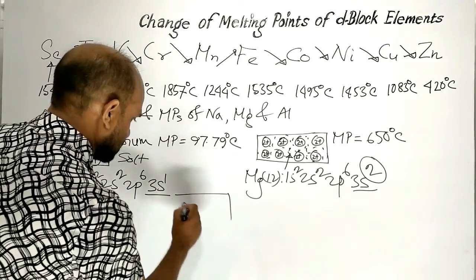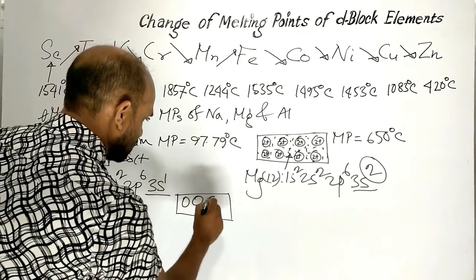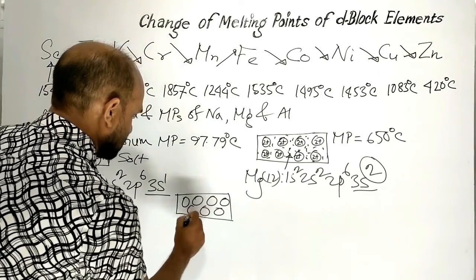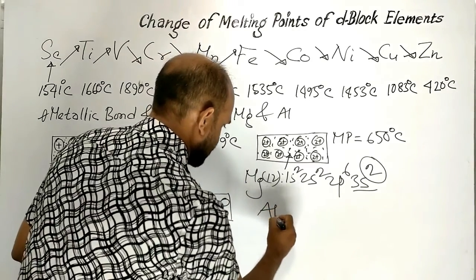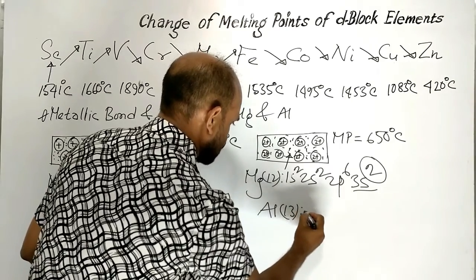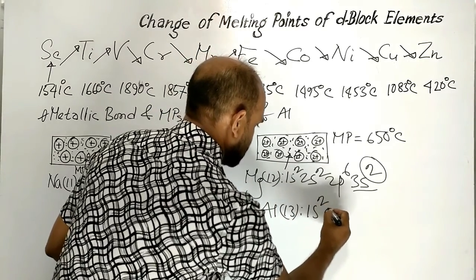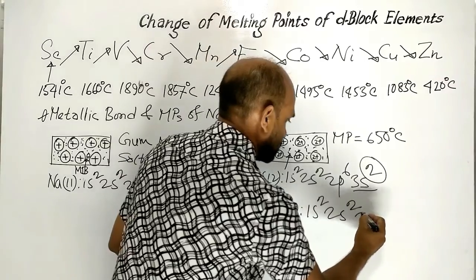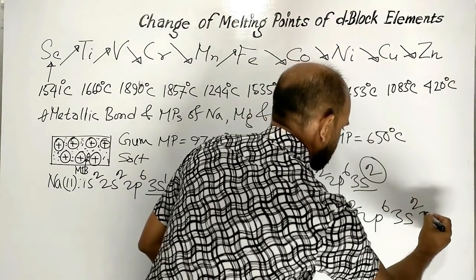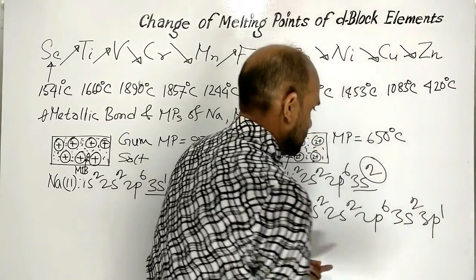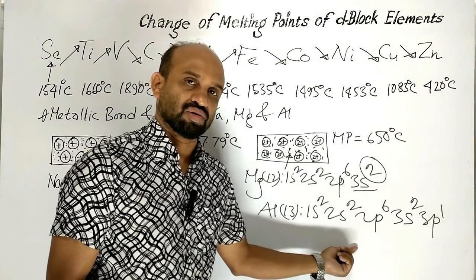Suppose this is aluminum metal. These are the atoms of aluminum. Electronic configuration of aluminum is 1s2, 2s2, 2p6, 3s2 and 3p1, 13 electrons.